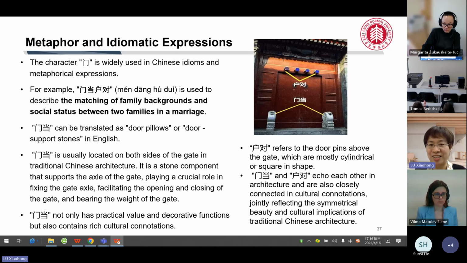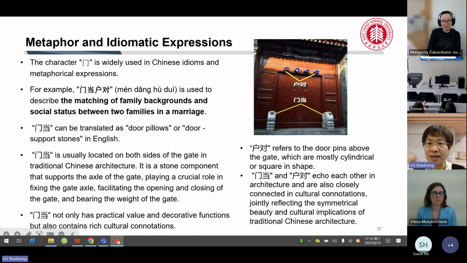They match each other. So what is 门当 and what is 户对? This is 门当 here. These two are 门当, usually located on both sides of the gate in traditional Chinese architecture. It is made of stone. And this is 户对, which refers to the door pins above the gate. So these two match each other.